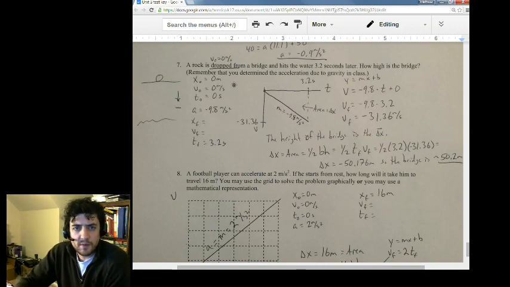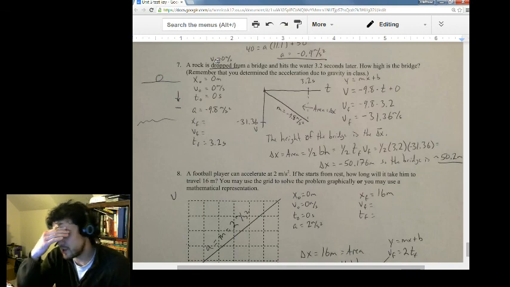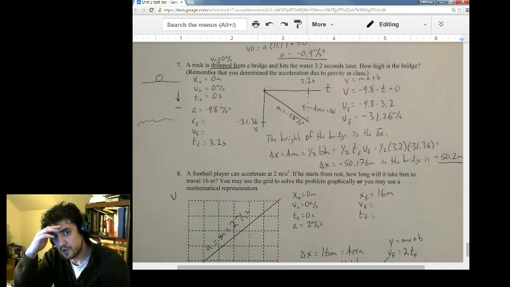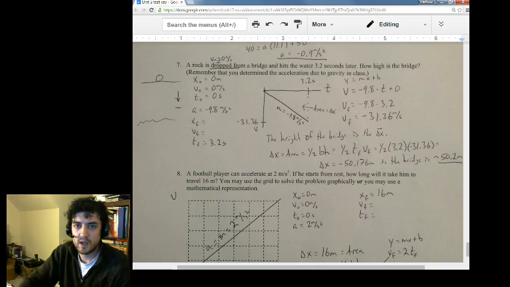Okay, so we're dropping a rock. There's a code word here. When you drop something, initial velocity is 0. So that's a code word. Whenever you see dropped, initial velocity is 0. Hits the water 3.2 seconds later, that's your time.